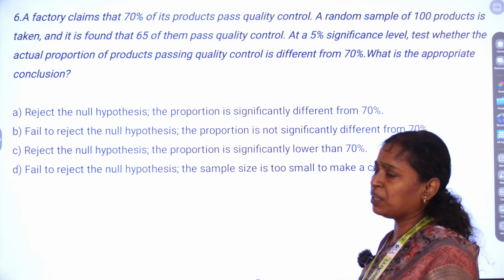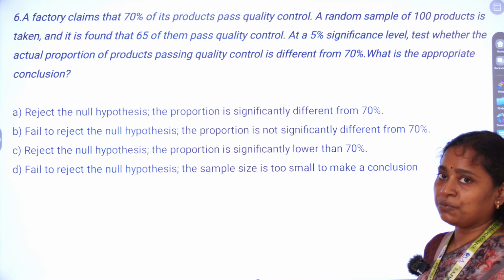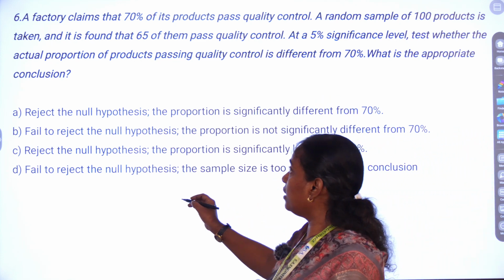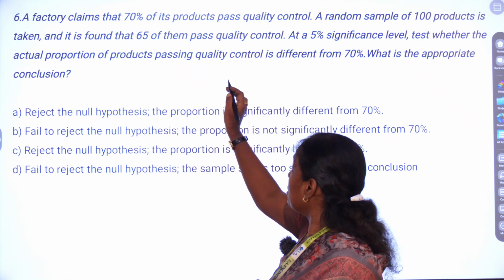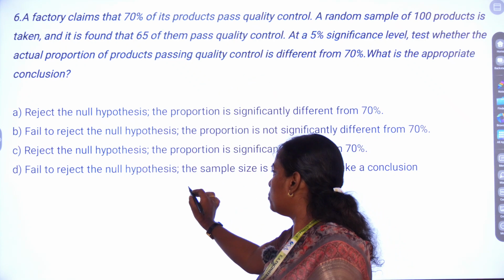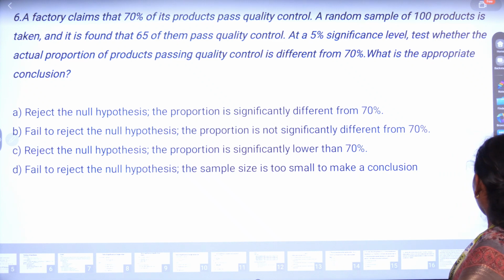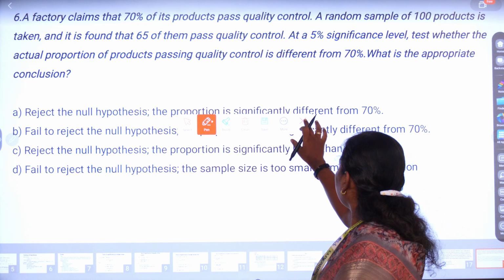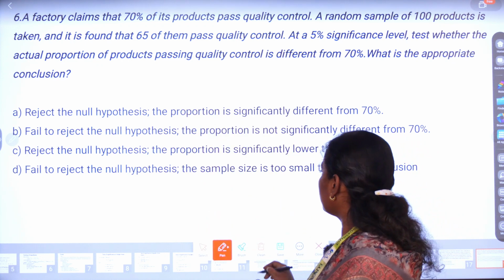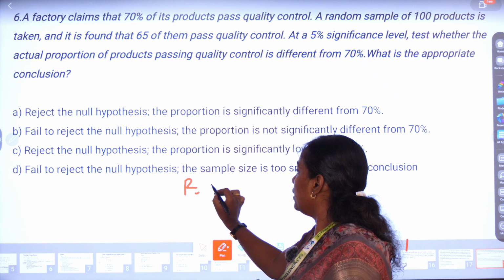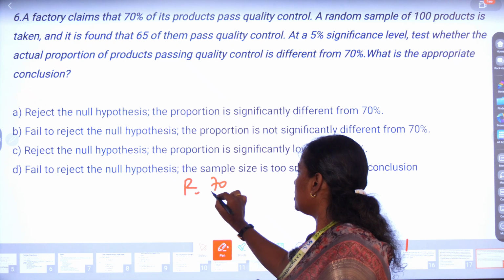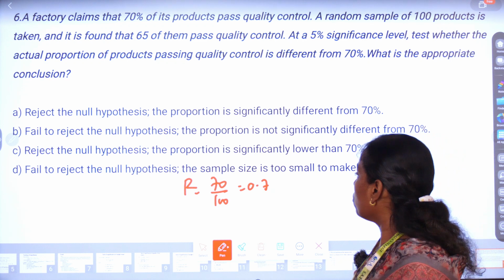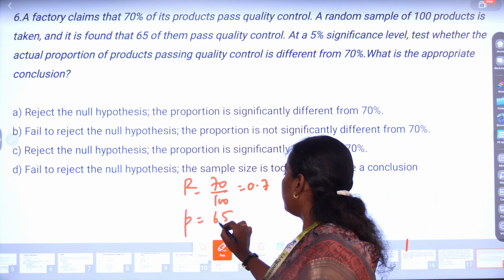So here we are not talking about means, standard deviation, variance. We are talking about only the proportions. If you look at this problem, what did they give? What is given is that 70% of the products pass quality control, which means that capital P is equal to 70%. So 70 divided by 100, which is equal to 0.7, right? And your small p is nothing but 65 divided by 100.